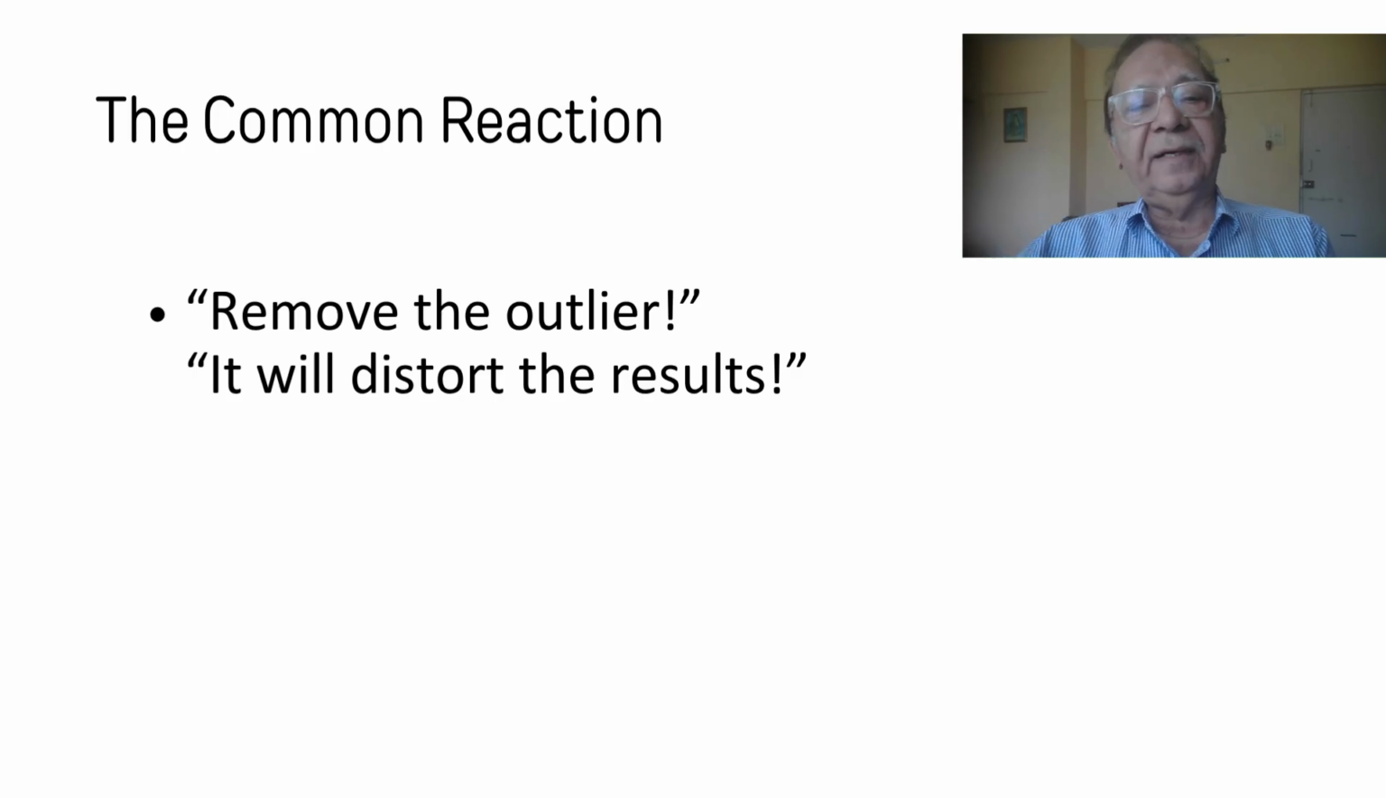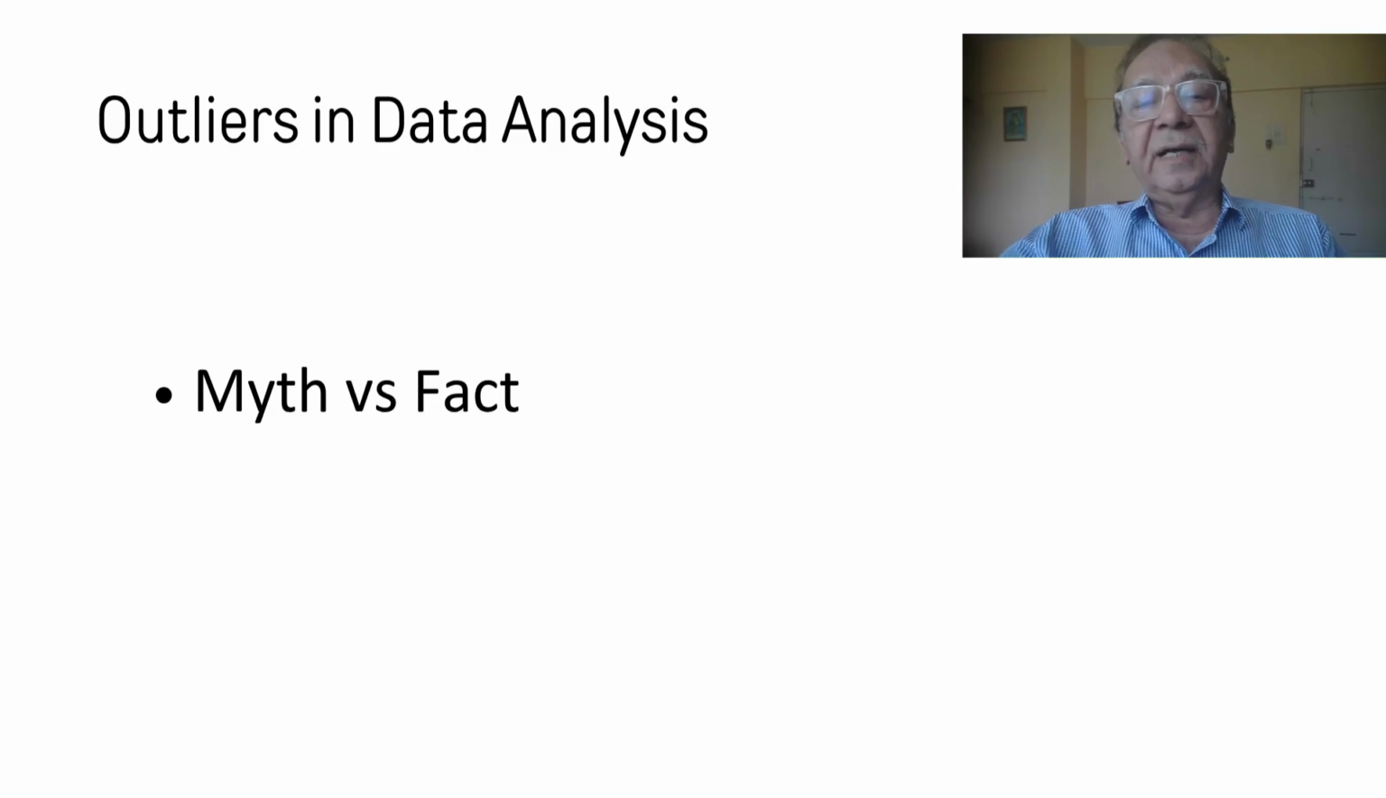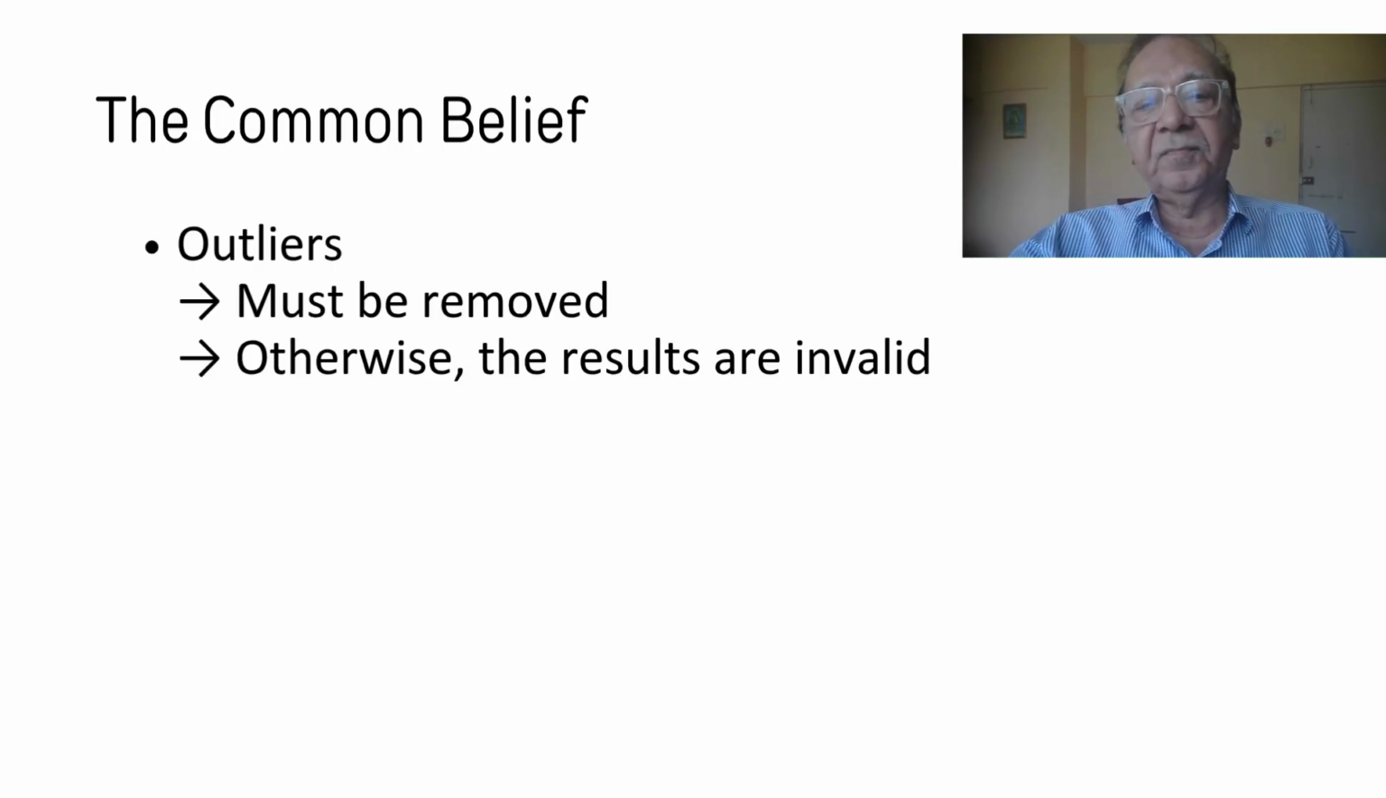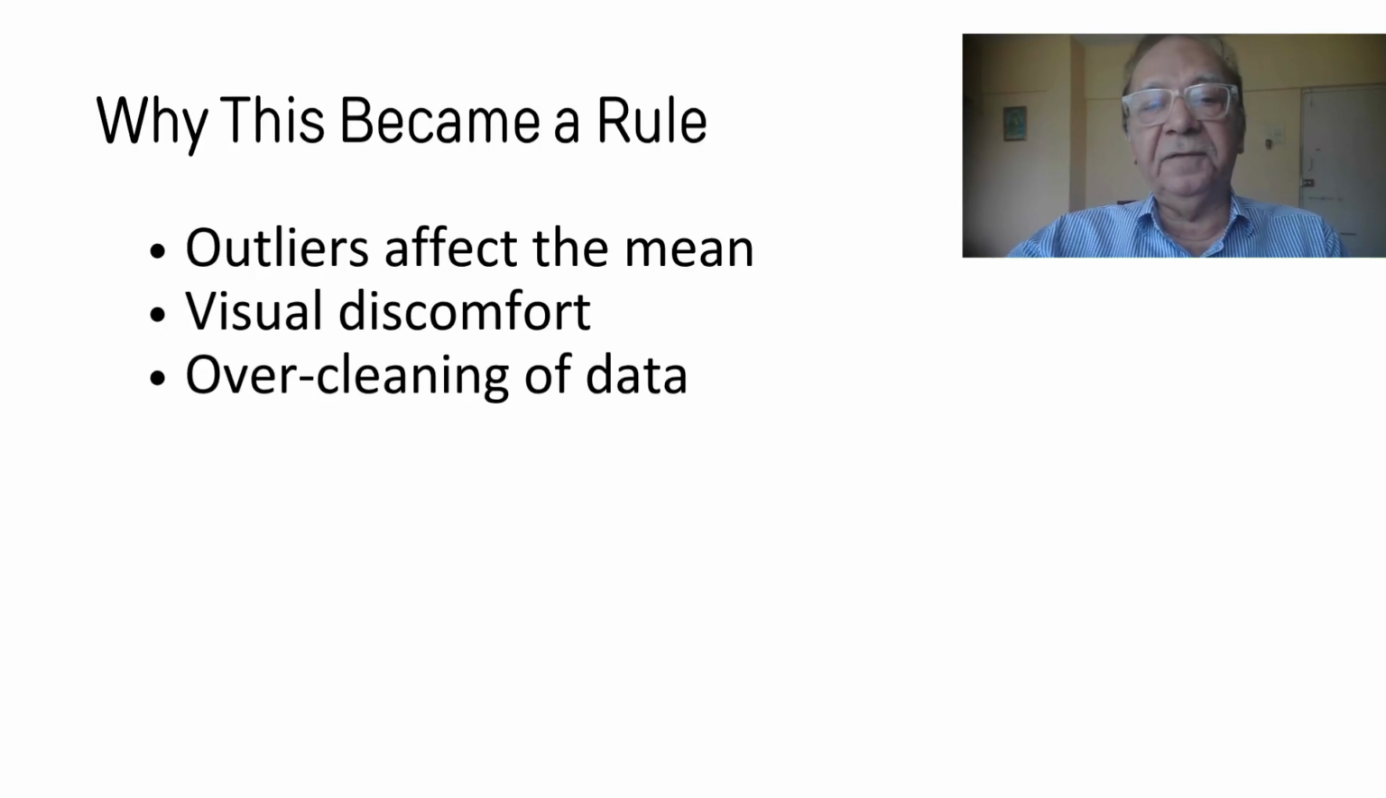Outliers are often treated as problematic observations that must be eliminated. This belief is common in research practice, but it is not always correct. Why does the myth exist? Outliers can influence the mean and can make results appear unstable. As a result, researchers sometimes feel compelled to remove them to clean the data.